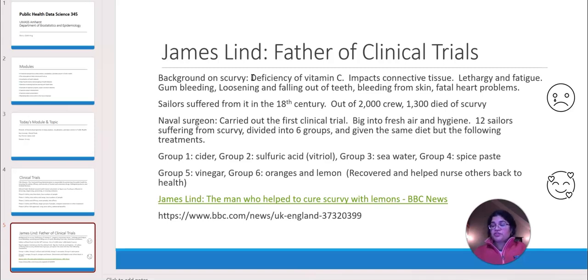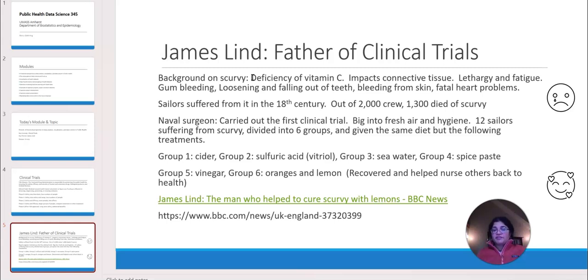One of the first symptoms of scurvy is fatigue. Then, when the disease advances, your gums start bleeding, your teeth become loose and fall out, your skin bleeds, old wounds that have healed reopen and start bleeding, and finally you die. So, as the sad face says, this is a really bad disease. And it was so bad that there was one trip in the 18th century that out of a crew of 2,000 people, 1,300 sailors died of scurvy.